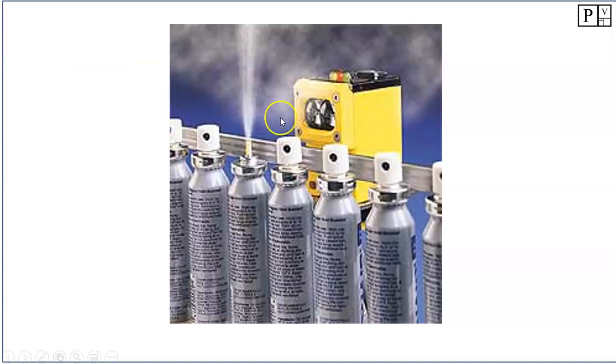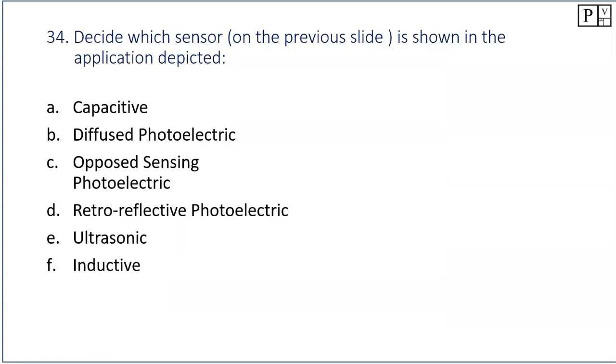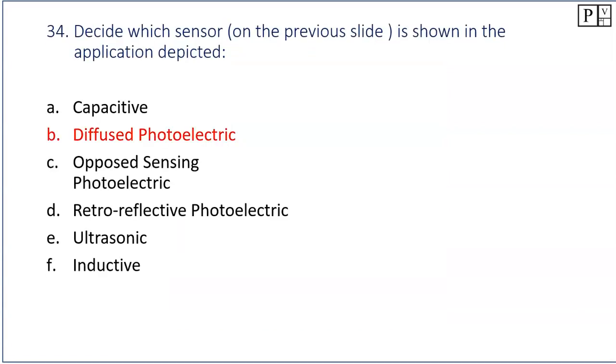Normally the light would go out, bounce off the cap, and come back to give us a count. This one won't be able to see, because the light would hit the spray, and the diffused light wouldn't be enough to come back and trip it off. So this one is an example of a diffused photoelectric sensor.